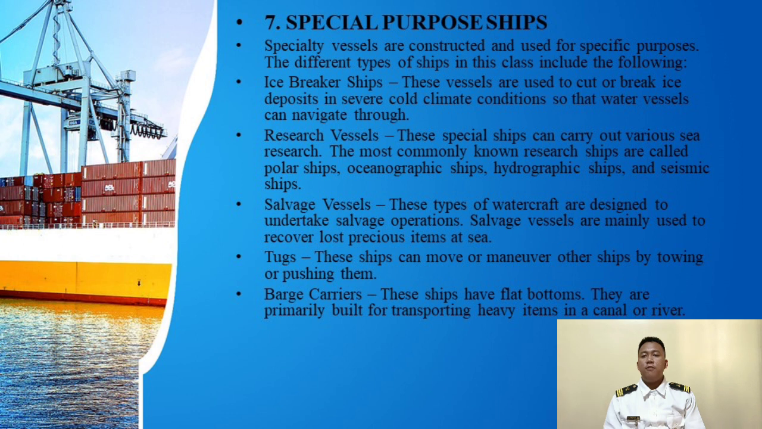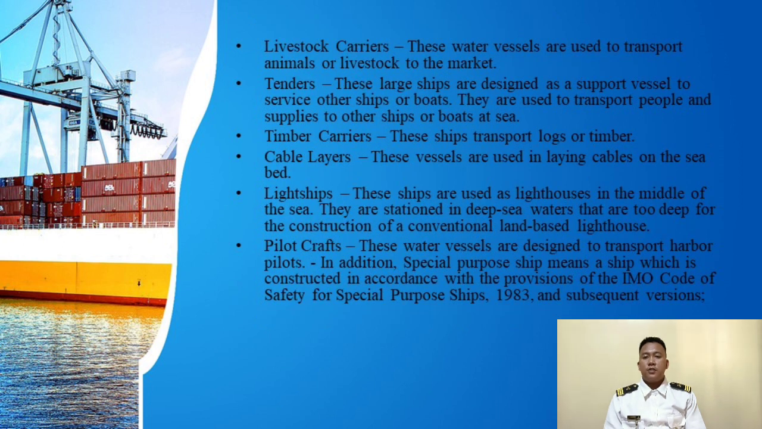And the third one is salvage vessel. These types of watercraft are designed to undertake salvage operations. Salvage vessels are mainly used to recover precious items at sea. Tugs. These ships can move or maneuver other ships by towing or pushing them. And the fifth one is barge carriers. These ships have flat bottoms. They are primarily built for transporting heavy items in canals or rivers. The sixth one, livestock carriers. These water vessels are used to transport animals or livestock to the market.